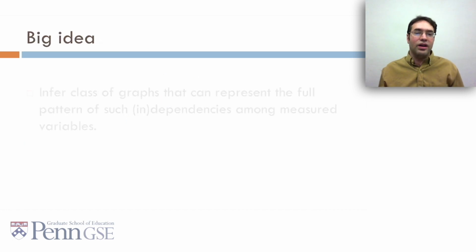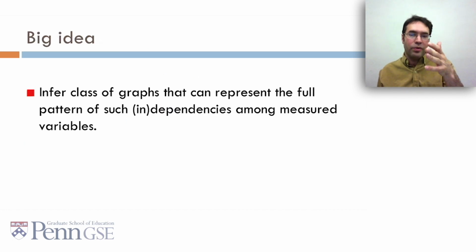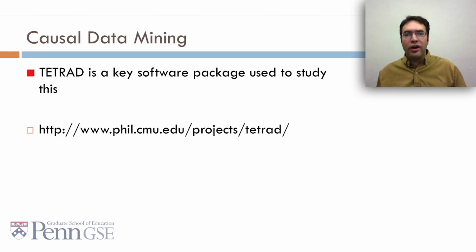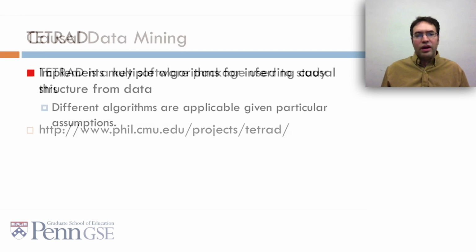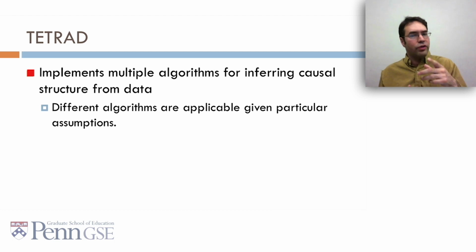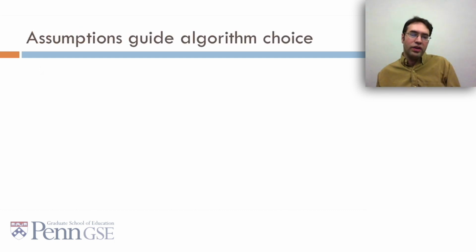So the big idea: infer classes of graphs that can represent the full pattern of dependencies and independencies among the measured variables. The key package for doing this is Tetrad, which is available on the web. It's a neat package. Tetrad implements multiple algorithms for inferring causal structure from data, and different algorithms are applicable given particular assumptions. These assumptions guide the algorithm choice.